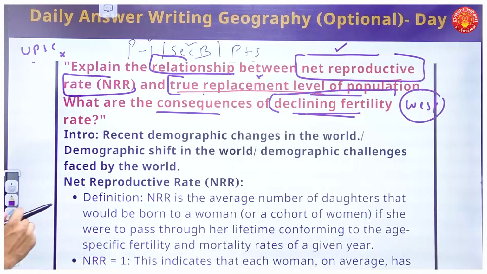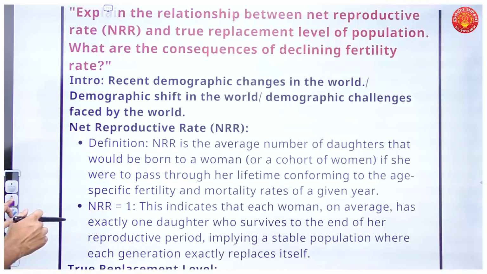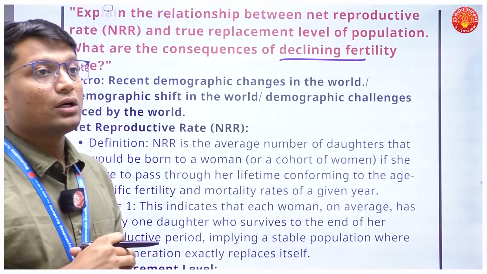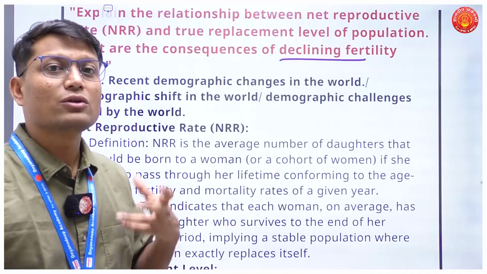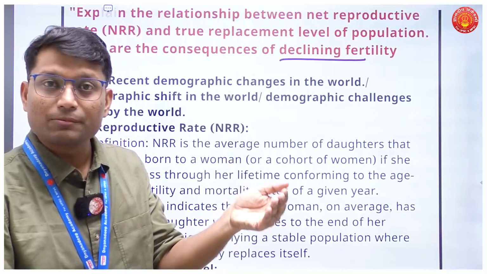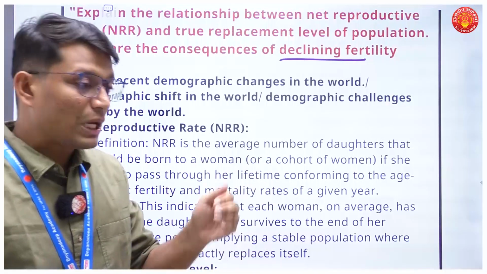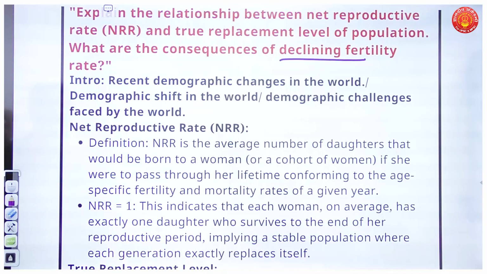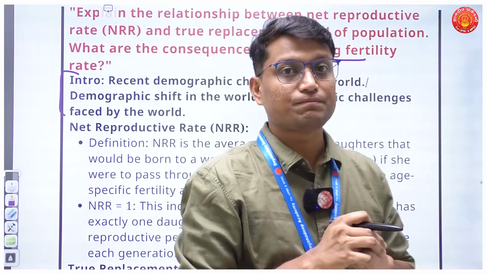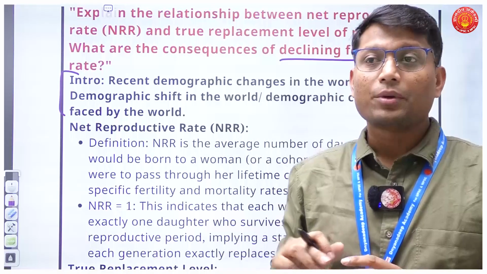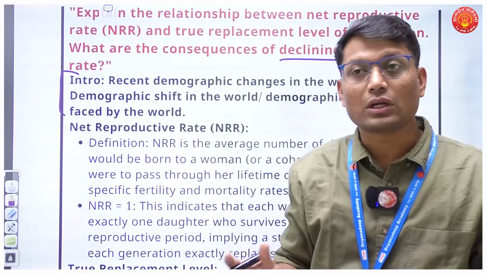Now how can I introduce this question? Let us understand how to introduce. Already I have told you that declining fertility rate is a contemporary issue. Every month or two you will find one or the other article talking about declining fertility. You can borrow some facts and figures from there, and some examples from current affairs. The best way to start these types of questions is with current affairs or contemporary issues, because the whole question is framed around that particular issue.